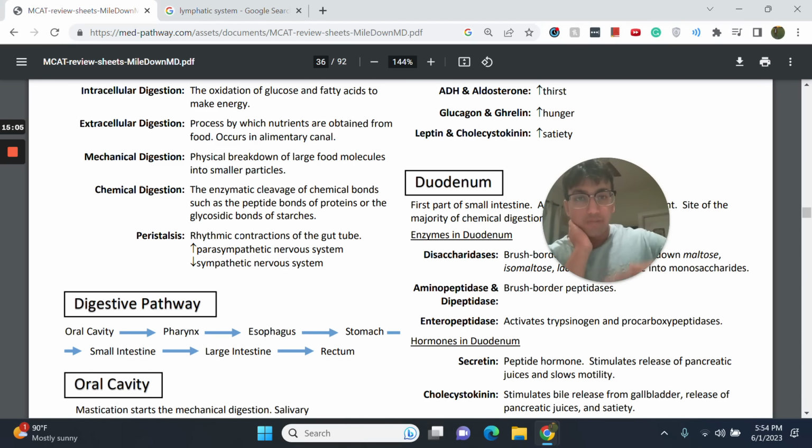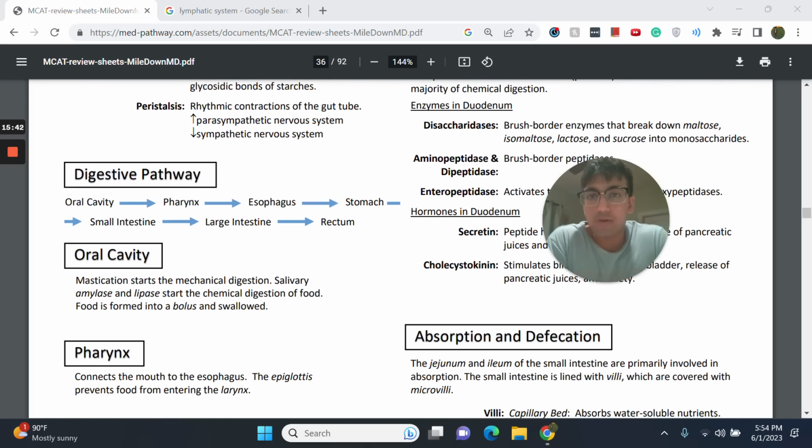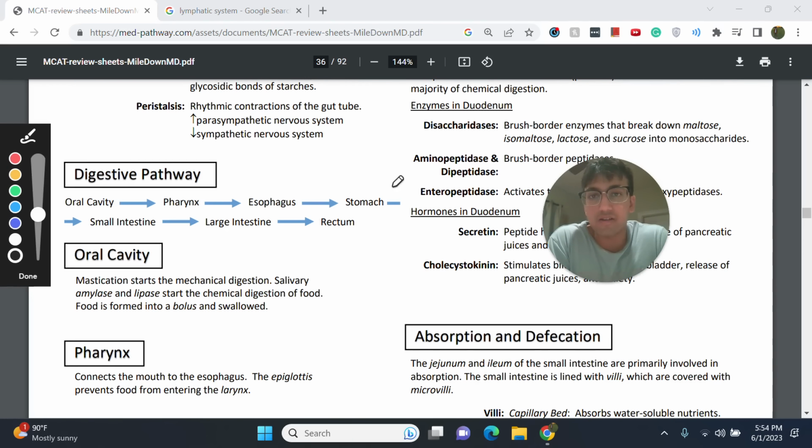Peristalsis is the rhythmic contractions of your gut tube. So if you actually listen to somebody's stomach, and if you tap and listen, you can actually hear the rhythms of the gut tube. And so this is increased peristalsis by the parasympathetic nervous system and decreased by the sympathetic nervous system. Remember, parasympathetic nervous system is all about rest and digest, and peristalsis is kind of the process of digesting, right? There are these rhythmic contractions as you're digesting the food through the gut tube, and so that's why peristalsis is increased by the PNS.